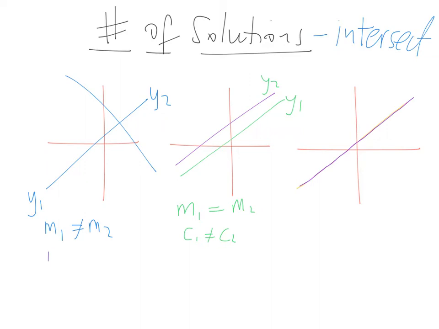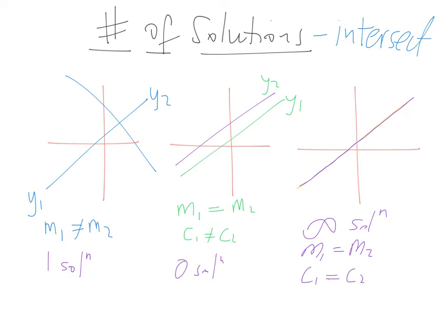So over here we've got one solution. Here we've got 0 solutions. And here we have got infinite solutions. And when we have infinite solutions, the gradient of 1 is equal to the gradient of 2, and the y-intercept of 1 is equal to the y-intercept of 2.